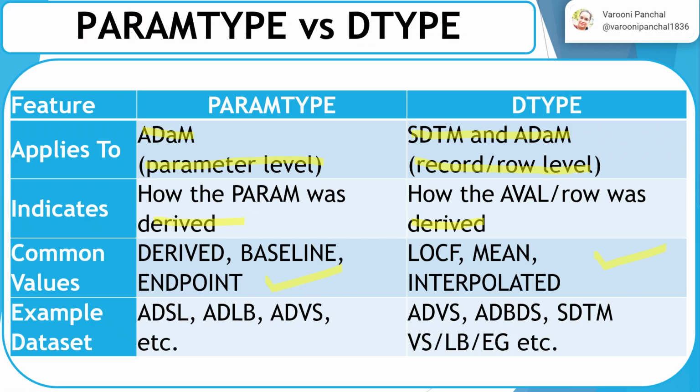The example datasets where param type is used are ADSL, ADLB and ADVS, whereas D type is usually used in ADVS, ADLB, wherever there is a BDS structure. In SDTM domains you can also use LOCF, especially if you are trying to calculate.